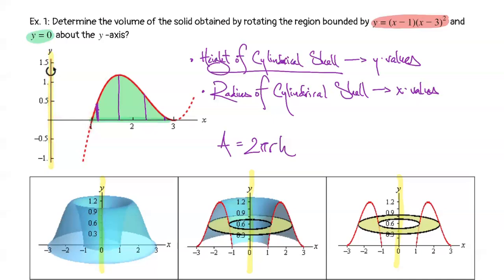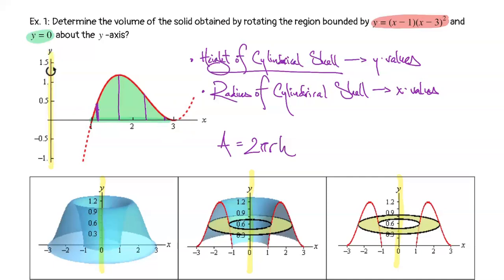So now let's go back to Abby's slice. Here's my axis of revolution. Here's Abby's slice. What's the radius of her slice? Three. Okay. So let's take a look at these x values. At x equals one, I said the radius was one. You all said the radius was one. At x equals three, the radius is three. What do you think the radius of this slice is going to be? Two.